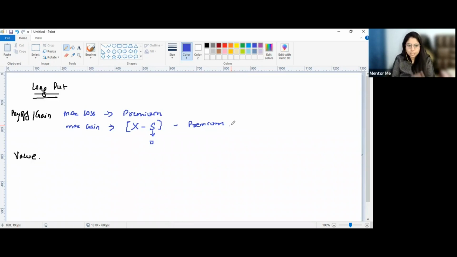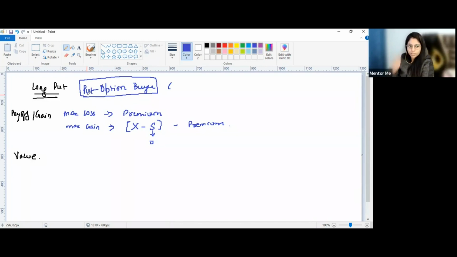Okay, so whenever we talk about value, we exclude this premium aspect and we just talk about the value that an option buyer gets, here we are the option buyer. Okay, as a long put we are the option buyer. Okay, option buyer, and which option was it, it was a put option, so we are a put option buyer.